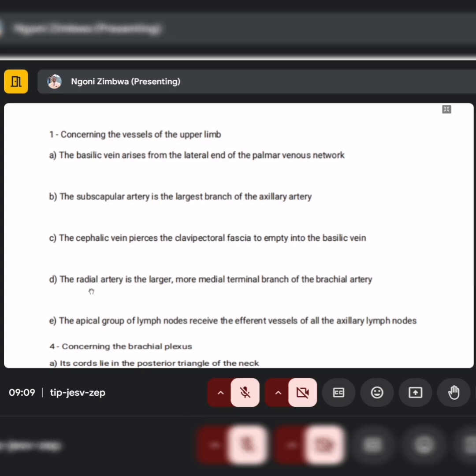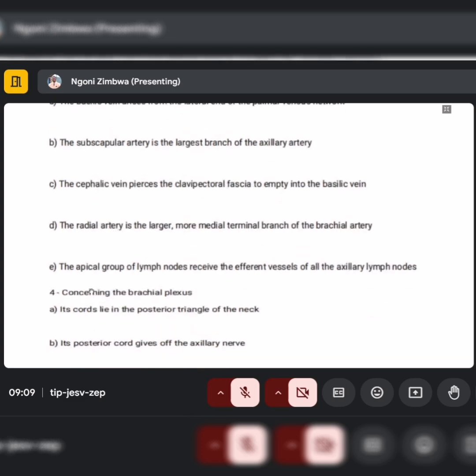Done. D, the radial artery is a larger, more medial terminal branch of the brachial artery. What do you think? That is false. In the cubital fossa, the brachial artery will bifurcate at the level of the neck of the radius into the ulnar artery and the radial artery. The ulnar artery is medial, the radial artery is lateral, and the ulnar artery is larger than the radial artery. You understand? So that question is false.